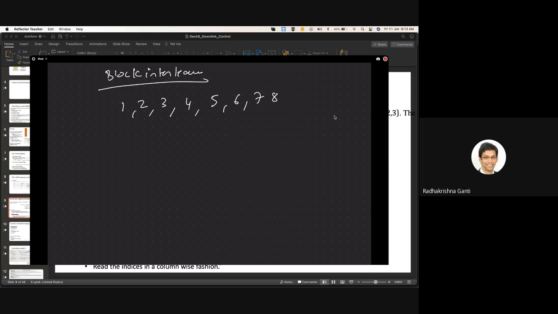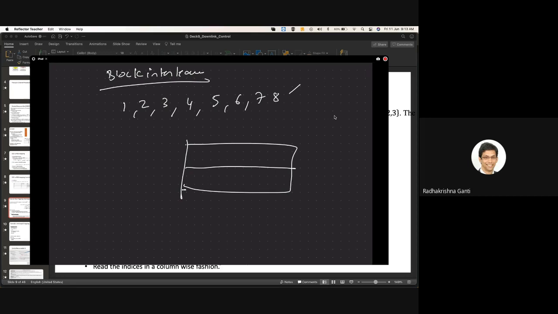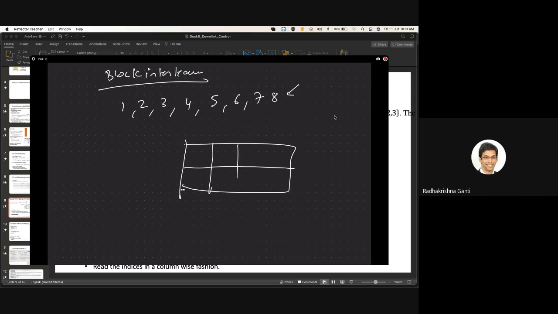In the block interleaver, suppose you first fix the size of a matrix. In this case, I'll assume that there are 2 rows in the matrix. Once there are 2 rows, if there are 8 elements to interleave, there will automatically be 4 columns. Or you fix the number of columns and the rows will be fixed.